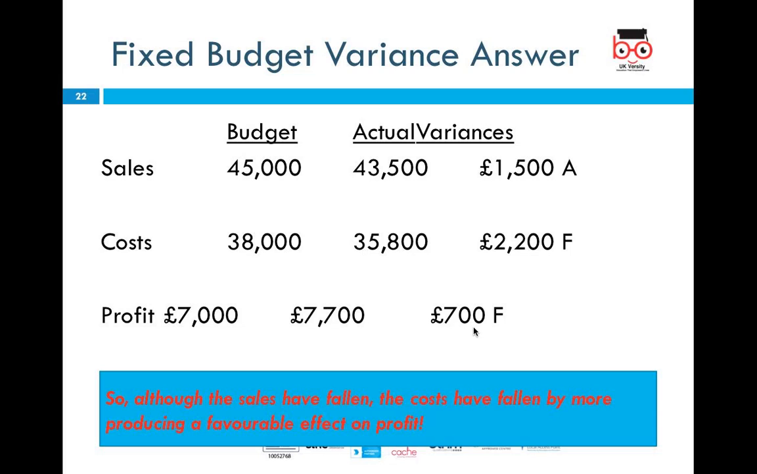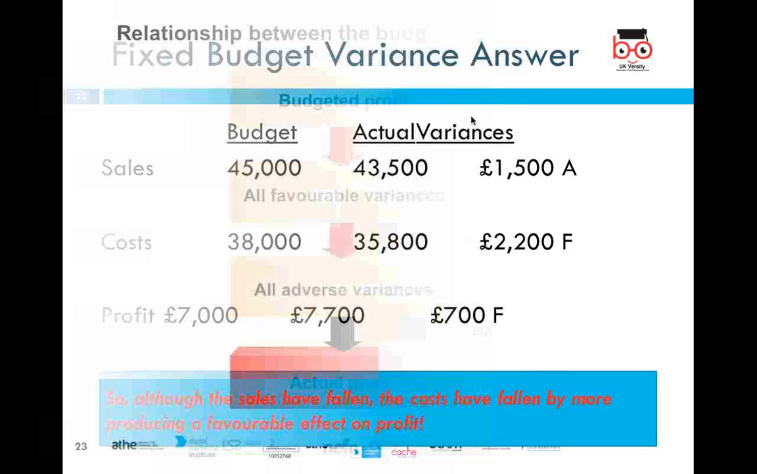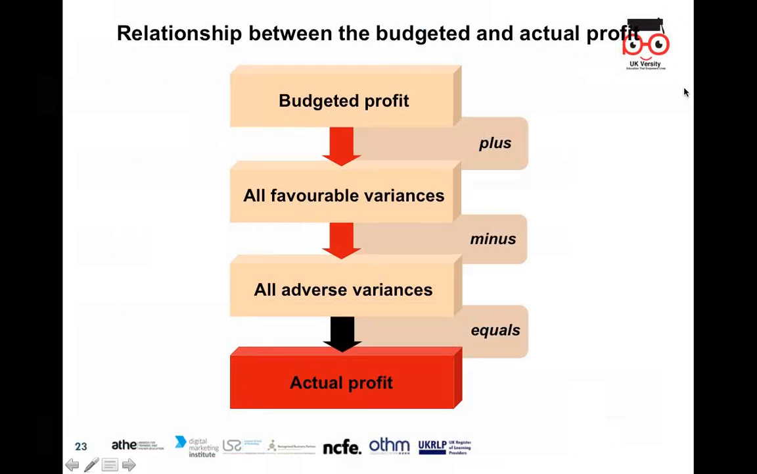That means from the decision making, if you see this kind of variance, although the sales have fallen 1,500 units, the costs have fallen by more, producing a favorable effect on profit. So sales fallen, costs reduced, and the effect on profit is favorable. So this kind of variance analysis should be considered when the managers are considering their budget and other terms.